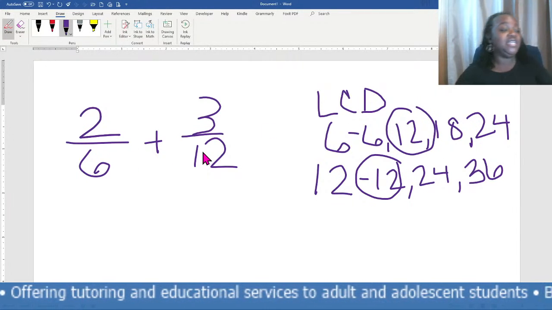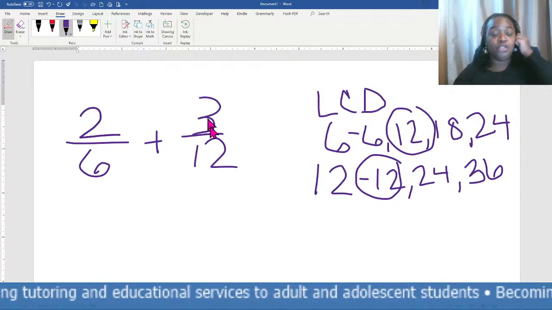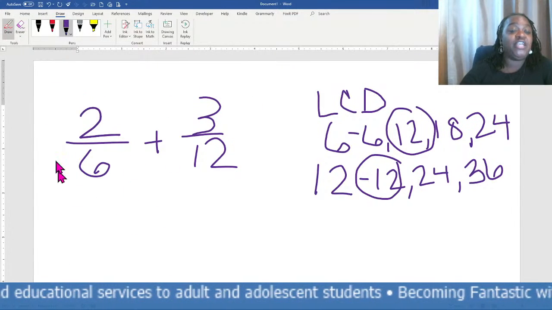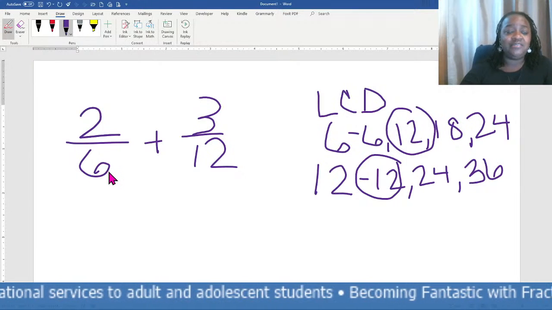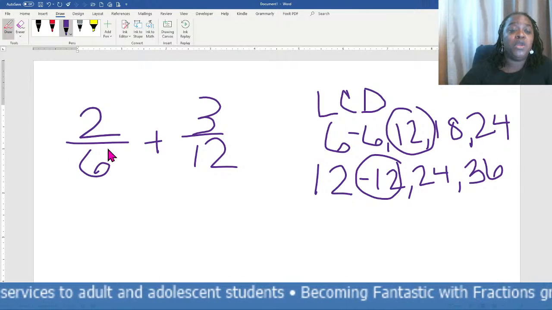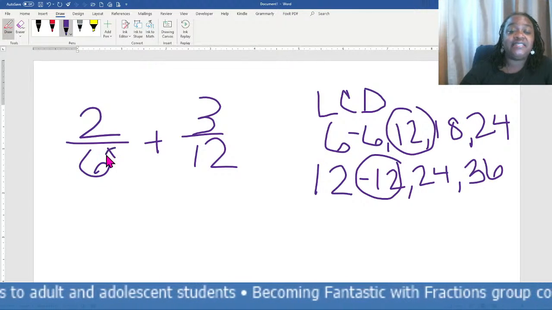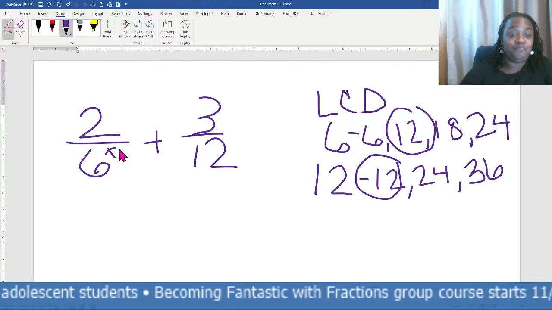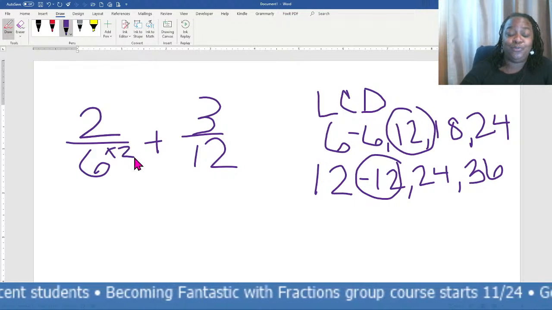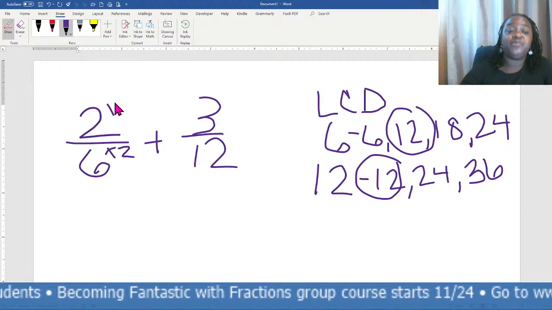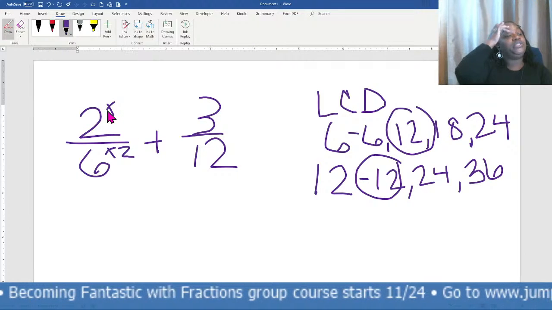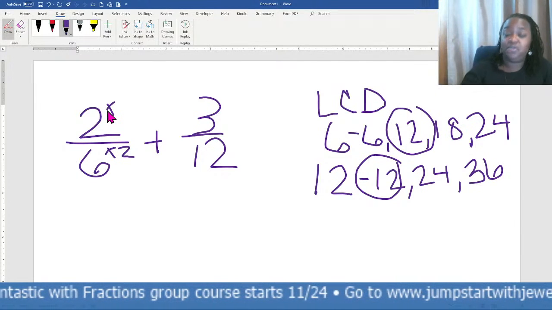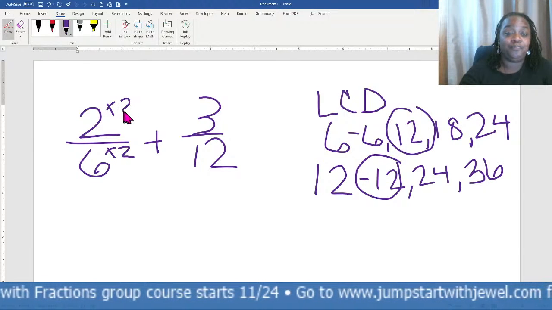So, since this denominator is already 12, you don't have to do anything. You can leave it just like it is. But you're going to have to change this 6. So, we've got a 6 here. What number do you multiply by 6 in order to make the LCD 12? You multiply it by 2. And the same thing as we did before. Whatever you do to the denominator, you do to the numerator. 2 times 2, we're going to multiply by 2 as well.